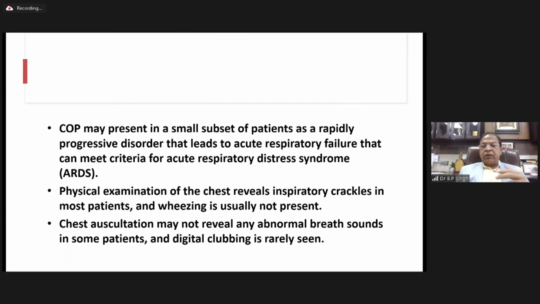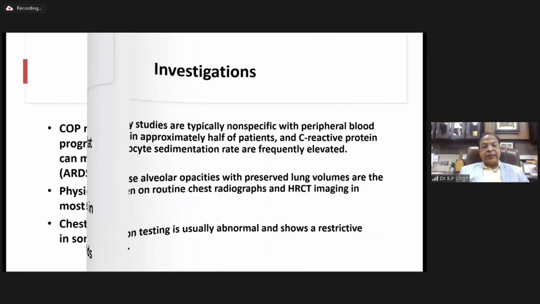A small subset of patients has a rapidly progressive disorder that leads to acute respiratory failure that can meet criteria for acute respiratory distress syndrome, and usually the outcome is poor in this subgroup of patients. Physical examination of the chest reveals inspiratory crackles in most patients, and wheezing is usually not present. Chest auscultation may not reveal any abnormal breath sounds in some patients, and digital clubbing is rarely seen.